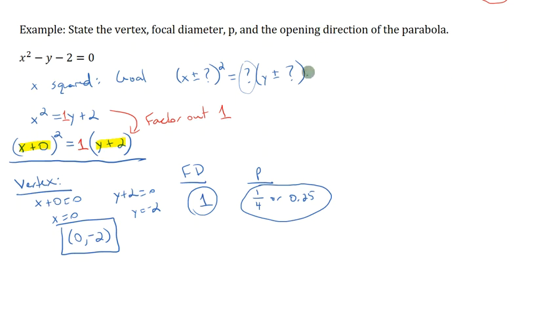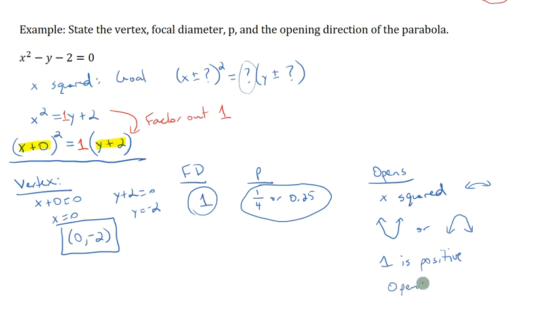The only thing we have left to do is determine the opening direction. We know x is squared. That means it has symmetry this way, which means we're looking at a parabola that opens up or down. And since the 1 is positive, that means we're going to open in the positive direction, which is up. So it opens up out of those two. Okay, so that was another quick example on some analysis of the standard equation for a parabola.